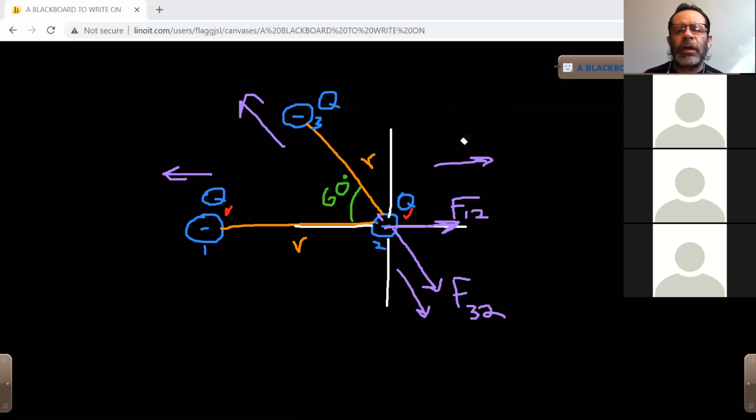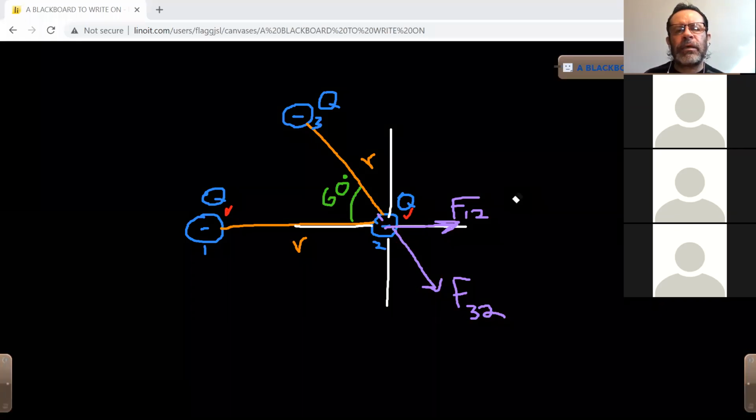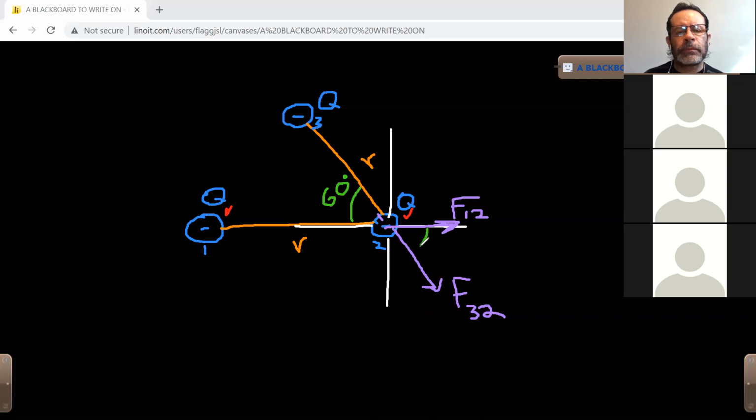Okay, additional questions. Now this force F32 that's going downwards has an angle. What angle does this force have here? 60. 60 degrees.